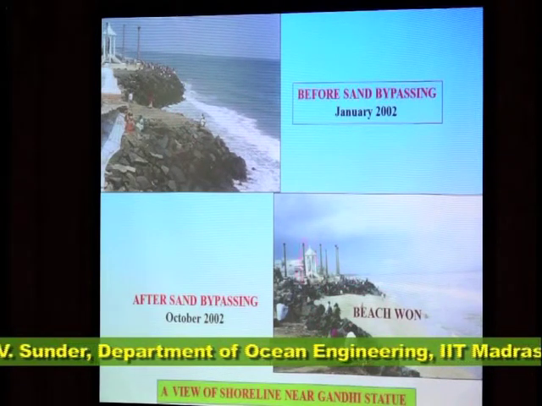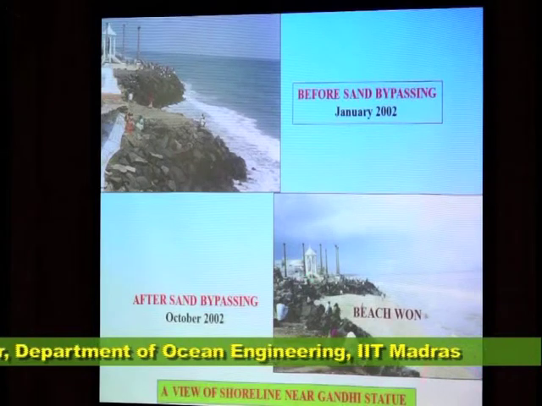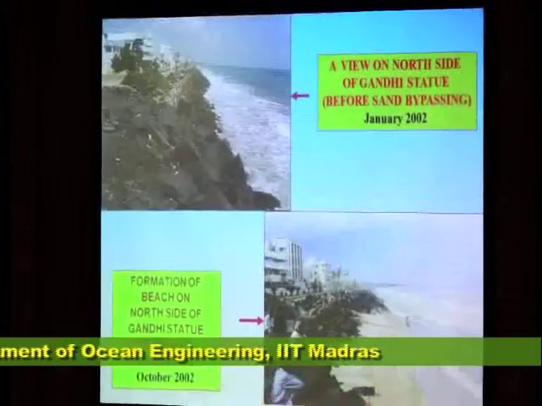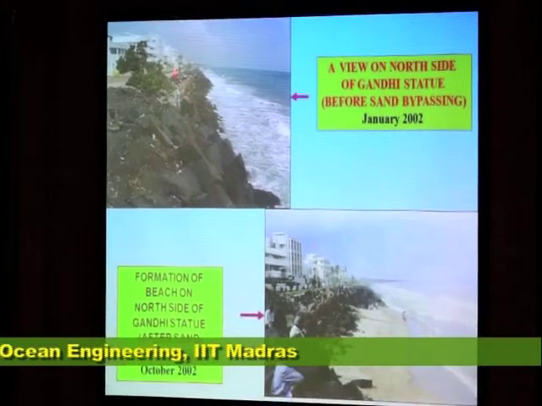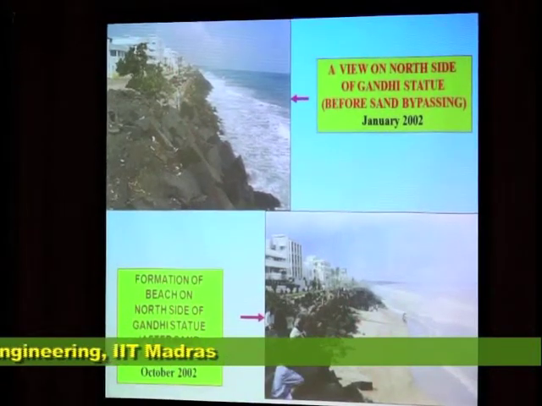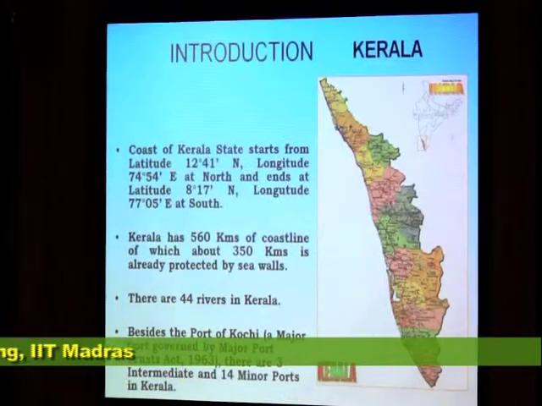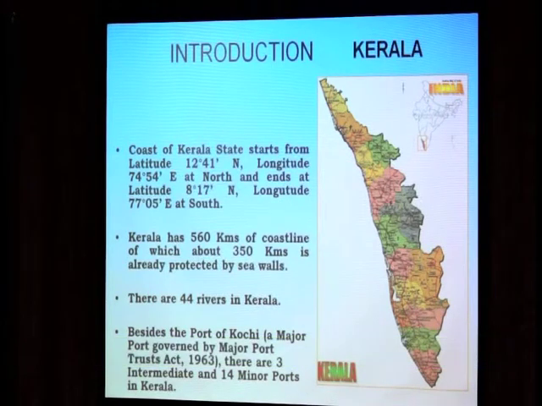So this is the famous Gandhi statue of Pondicherry, and you see the beach one. And let me show other locations also. So this is the same location after the sand bypassing. This is what happened. So that is a story about Pondicherry on artificial beach nourishment. So we have proved that it works.